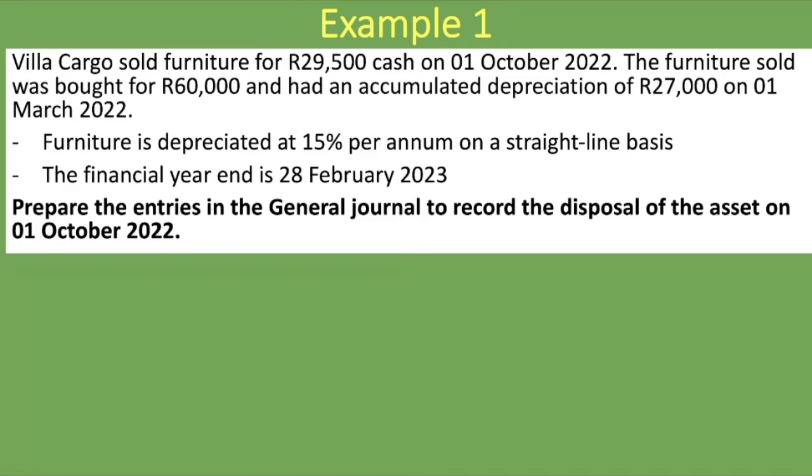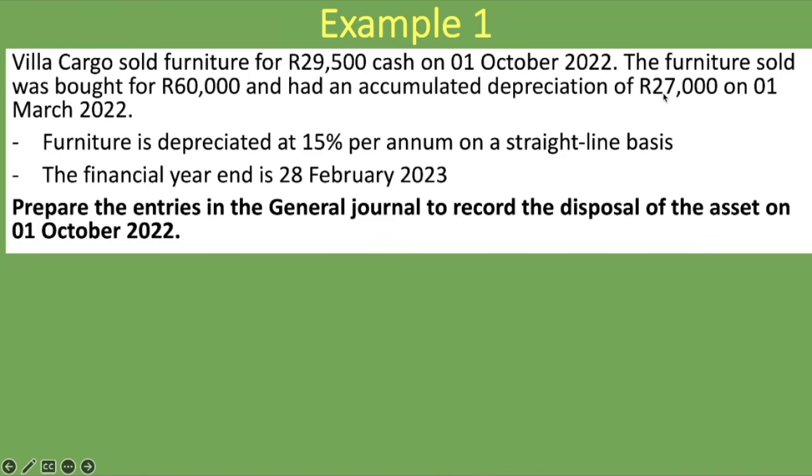Why are we told 1st of March 2022? Well, let's keep reading. Furniture is depreciated at 15% per annum on a straight line basis. So we know we'll have to calculate depreciation on the first step. So we needed that information. The financial year end is 28 February 2023. Now, if our financial year end is 28 February 2023, that means it must begin on the 1st of March 2022. So we know when the beginning of our financial period is. That is why I was asking, why would they give us this information 1st of March 2022? Well, that is why, because we know when this accumulated depreciation was for.